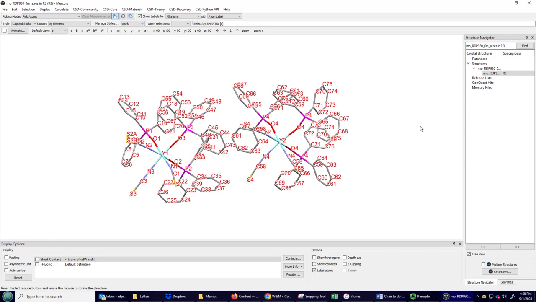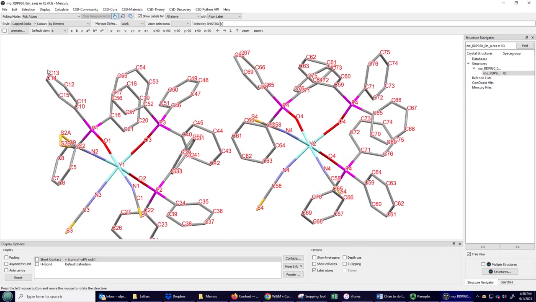Isn't that interesting? So there's a couple things going on with these molecules. First of all, there are two chemically separate molecules in this unit cell, in the basis of this crystal structure, and the two molecules are almost identical, but not quite. So, for example, let's look at the bond angle between yttrium, oxygen, and phosphorus.